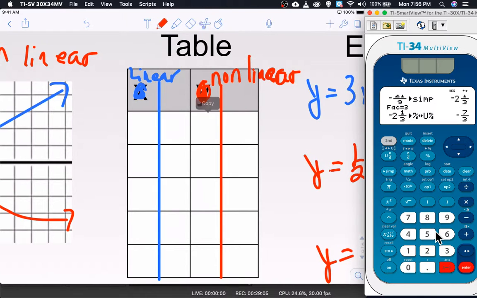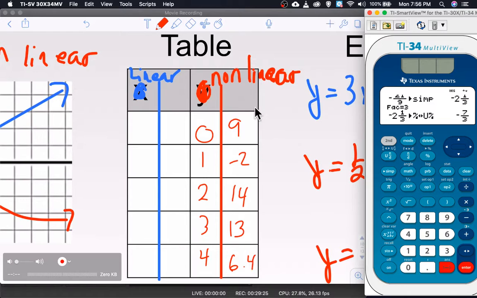For the x values, 0, 1, 2, 3, 4. And then for the y values, I would just make a bunch of random numbers. 9, negative 2, 14, 13, 6.4. The chances of the slope being the same everywhere here is very, very small. That would be a nonlinear function where they don't follow a pattern.